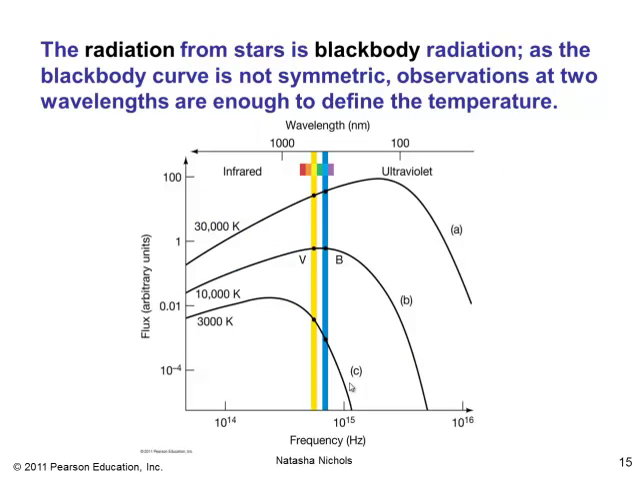So how do we figure temperature from color? Well, remember that the radiation from stars is blackbody radiation. And we know that it follows a certain pattern, a certain form, what we call the blackbody curve. As the blackbody curve is not symmetric, observations at 2 wavelengths are enough to define an object's temperature.